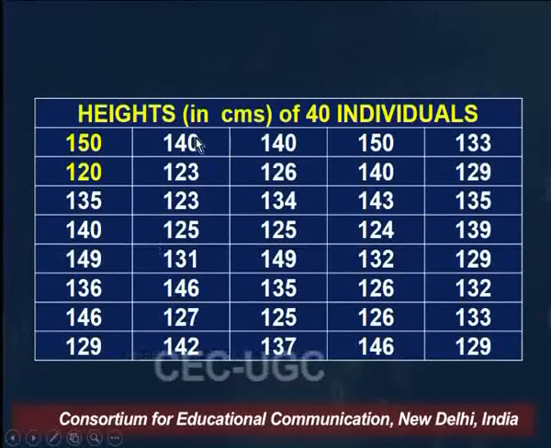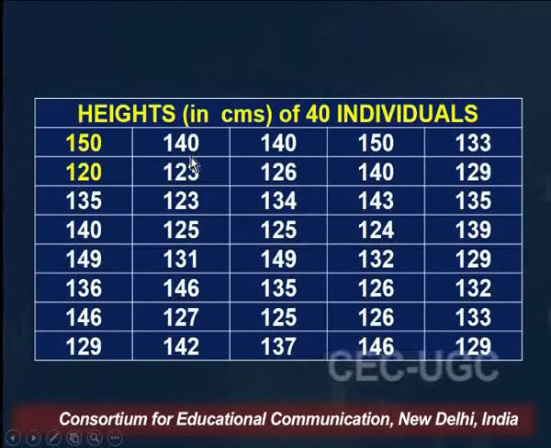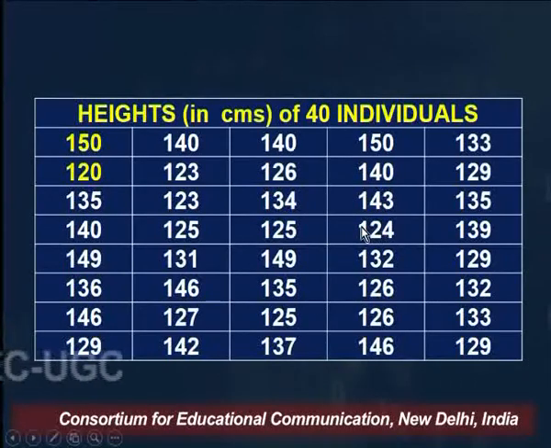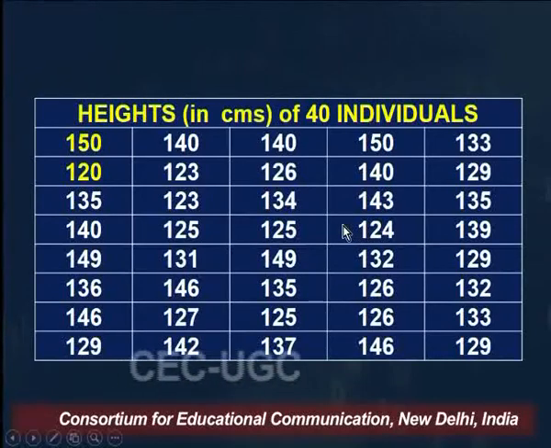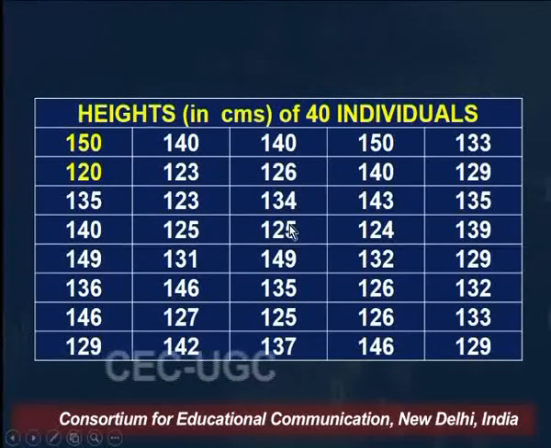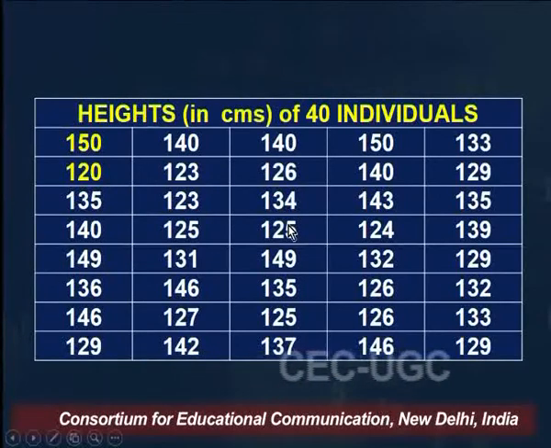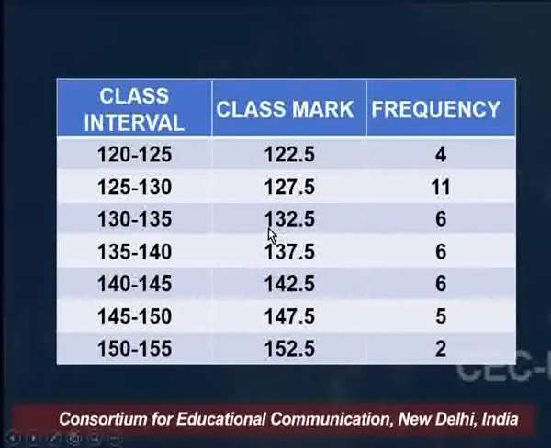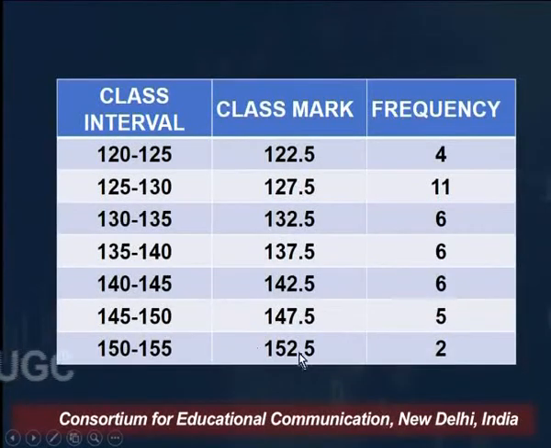Then you have 123 belongs to 120 to 125, and 124. So there are 4 observations in total which belong to the class interval 120 to 125. I will again mention this fact that 125 will not be counted in this interval, it will go to the next interval. So having said this, now I have clearly defined this table, and this table we will call the continuous frequency distribution of variable capital X.